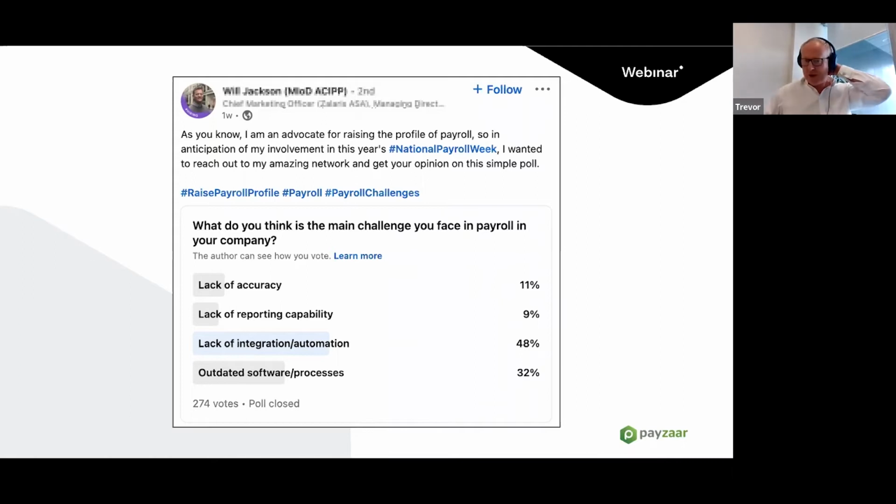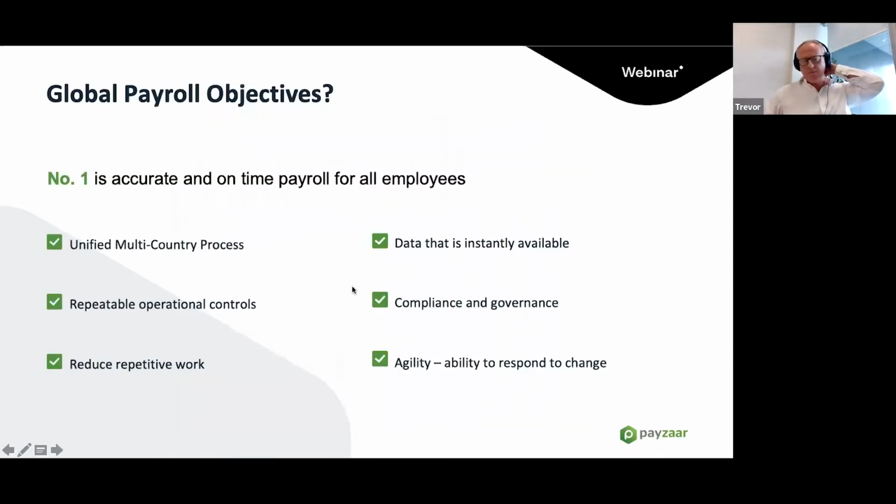So if we can move forward, then we start to think about what our global objective should be. It goes without saying that accurate and on-time payroll for all employees is the objective. That's without doubt a hygiene factor, that's just a must have. And that's a key focus of what people in a global payroll role should be up to. But to achieve that, we like to think about things a little bit differently. Like, how can we move forward to that unified process? When we talk about multi-country payroll or global payroll, we need to recognize that there has to be some flexibility to cope with local nuance.